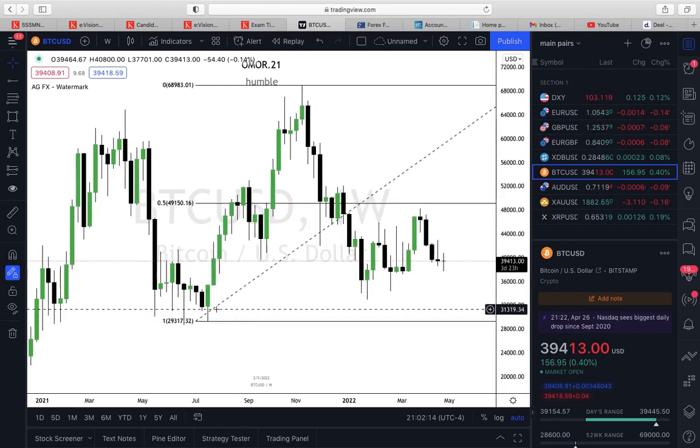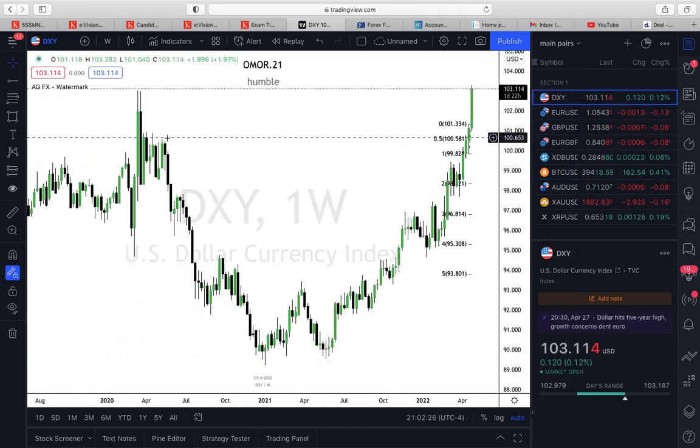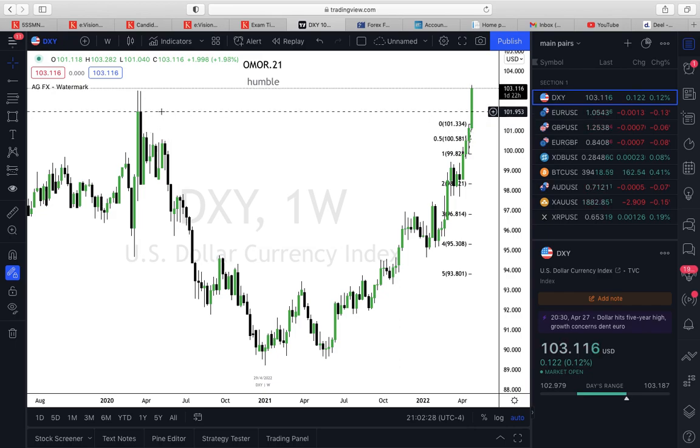But you want to see how it first comes into the rejection block, right? You want to see how it comes into the rejection block and ultimately the old low. Just like how on the DXY, we wanted to trade above these highs into the rejection block and then above the old highs. But this week, look at the move. It did it all in one go.